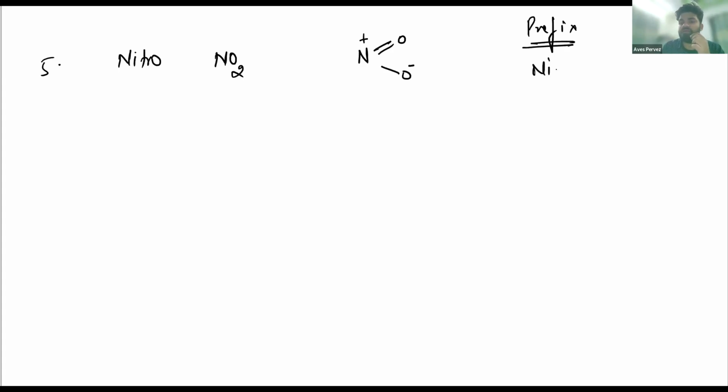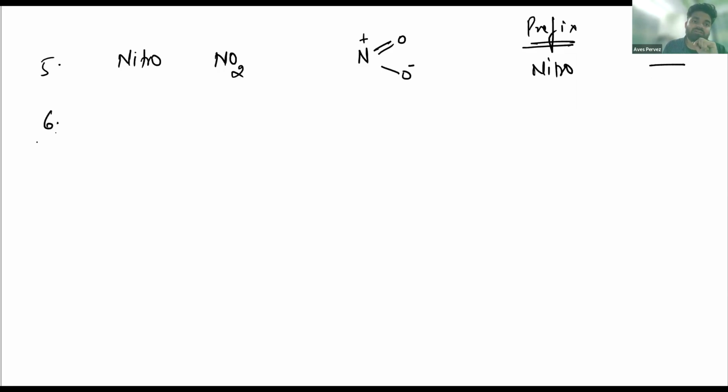The next functional group is the fifth one, nitro, and it is NO2. Its structure is N double bond O. Okay, NO2, and for its prefix and suffix, we use a prefix here for nitro. We have this prefix. We don't have a suffix for nitro.